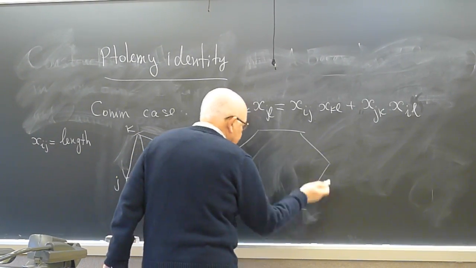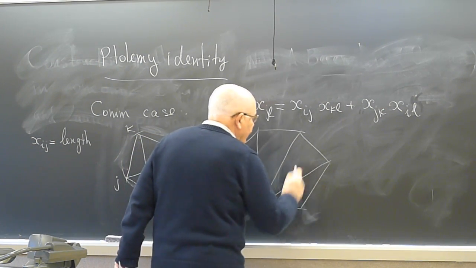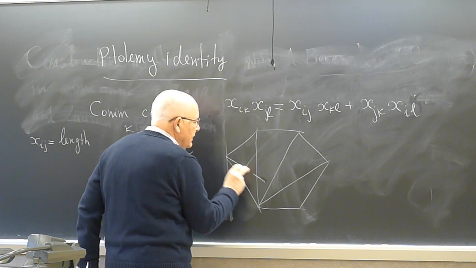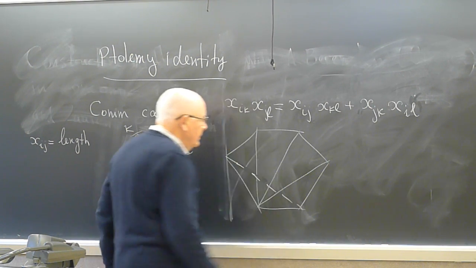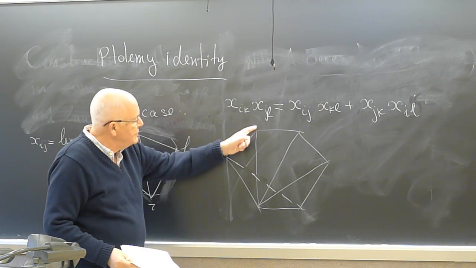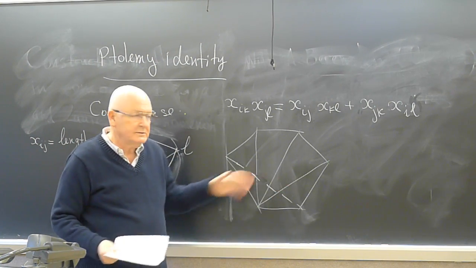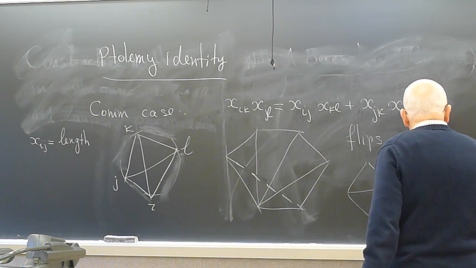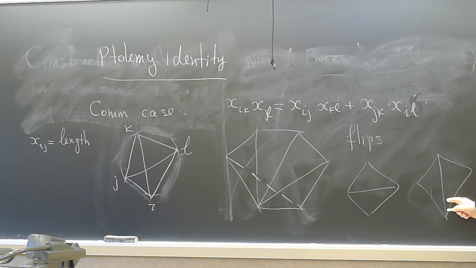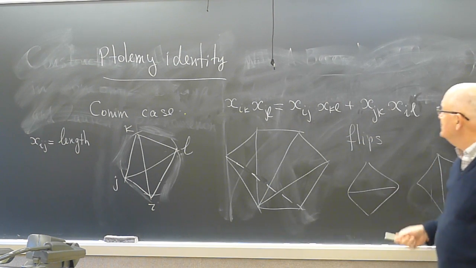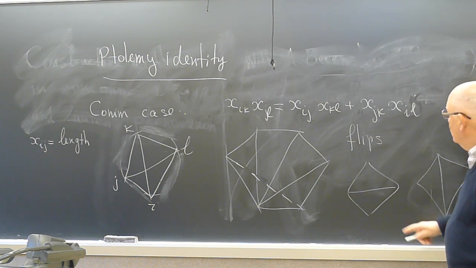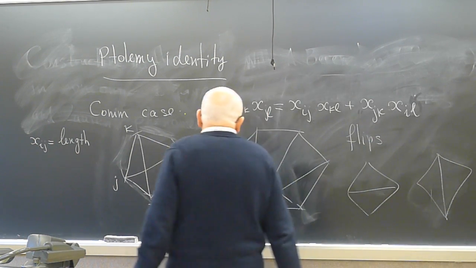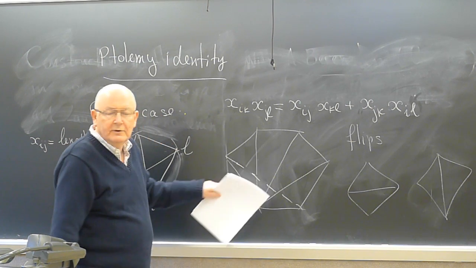For example, when you have a surface, or say you have a polygon, a triangulation of this polygon, and then you have another diagonal, then you can go back. So then you change those elements by so-called flips. When you go just from this triangulation to this one, you can use this identity just to go from, say, IK to KL, and so on. And the question is, what kind of expression can you find for any diagonal?